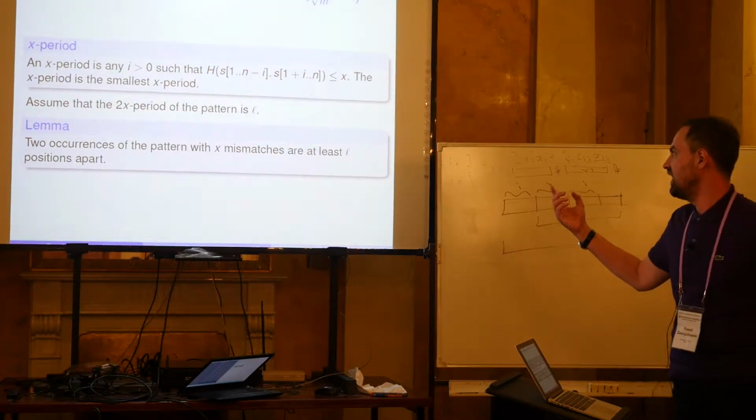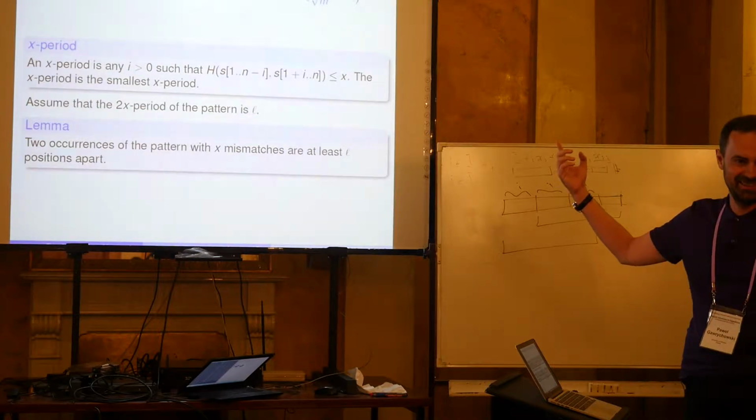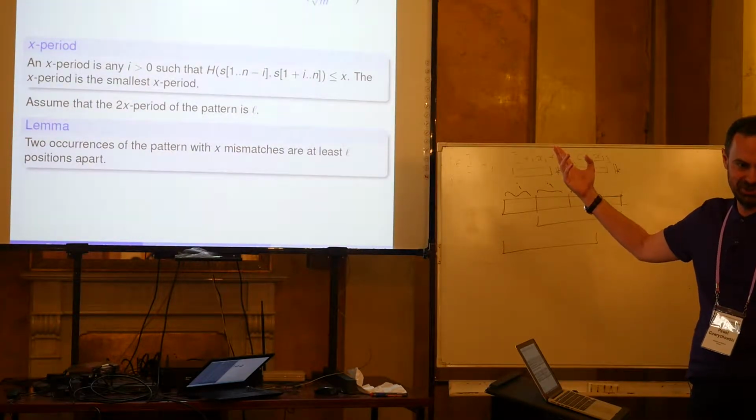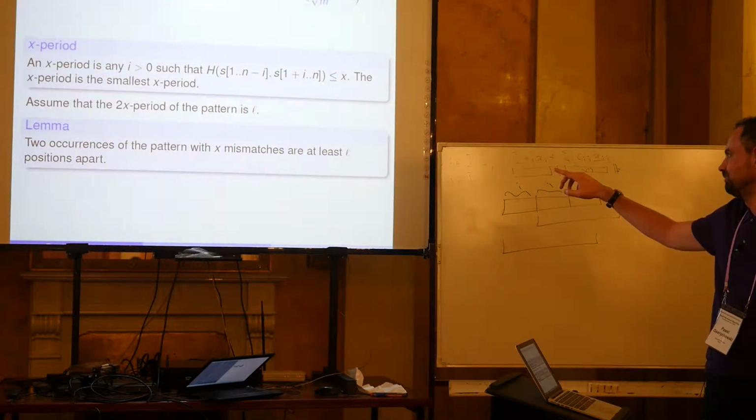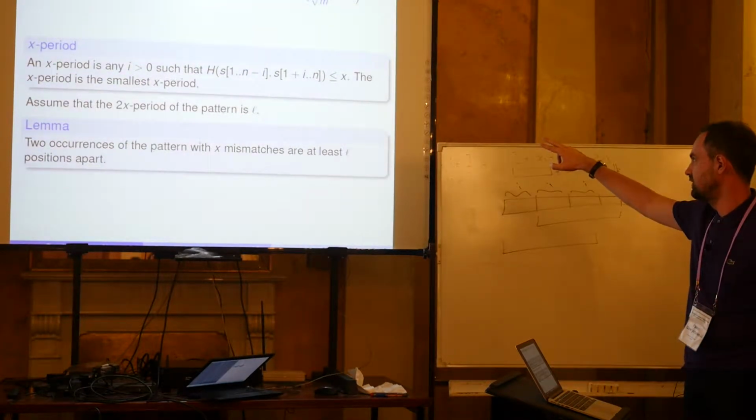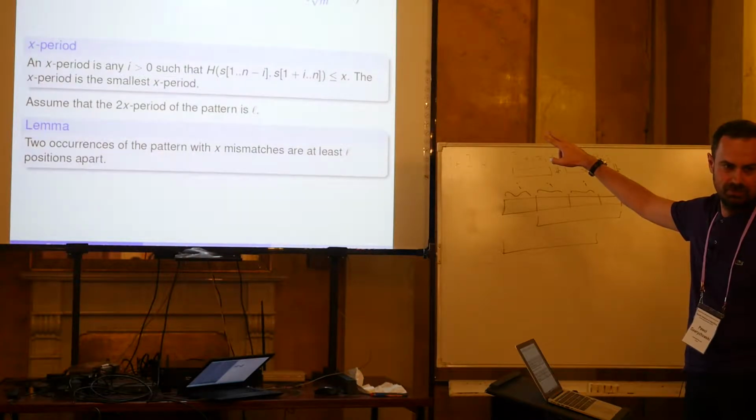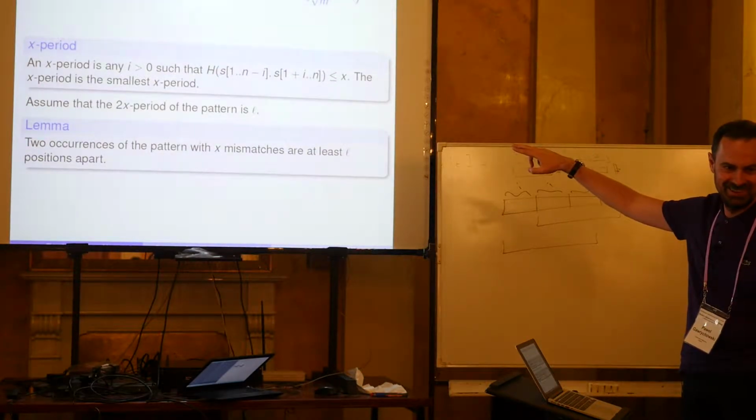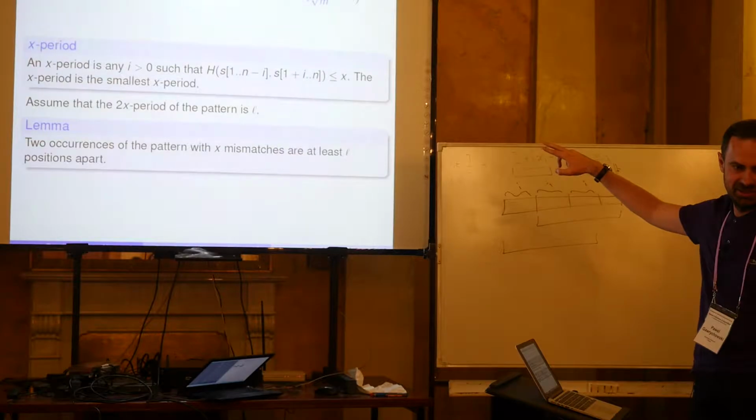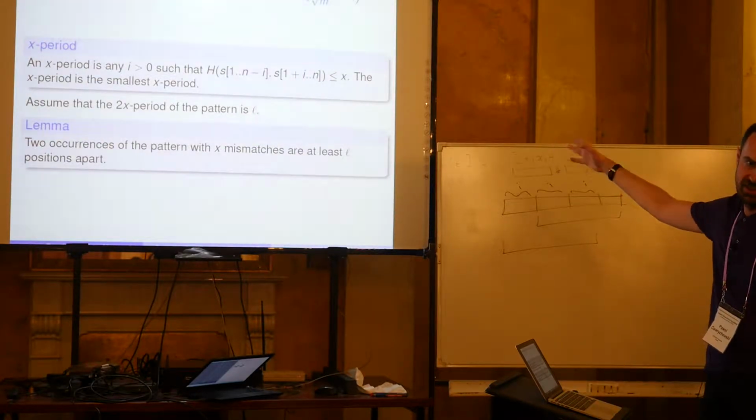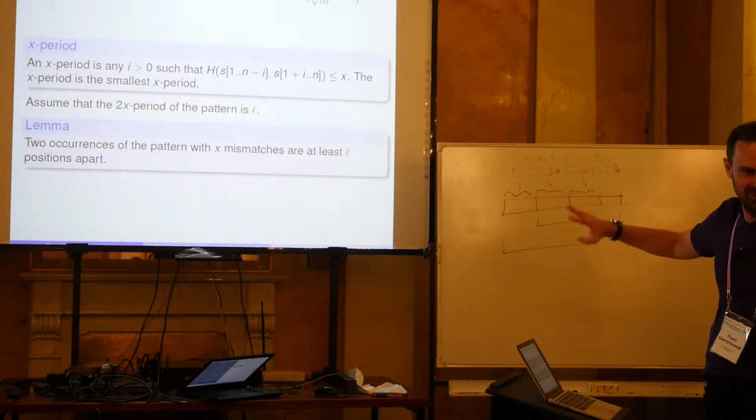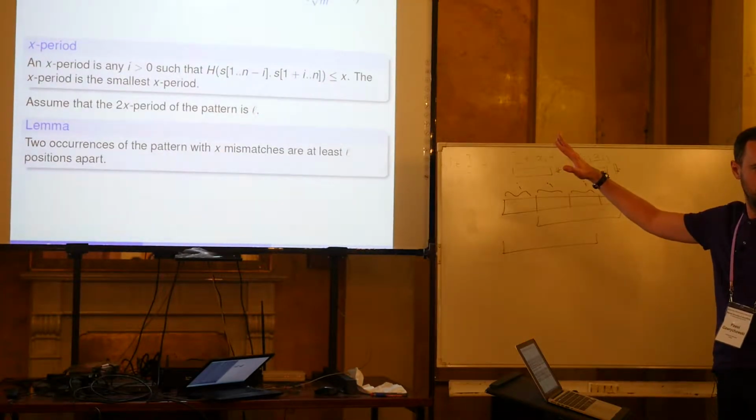I'll be using different values of x, so that's maybe a little bit confusing. By 2x period, I mean that the Hamming distance is at most 2x. Okay, you have to substitute in the definition 2x instead of x. Maybe I should have used y and x, but okay. Do you see that?